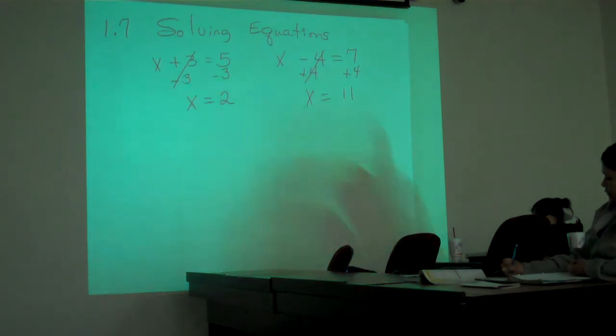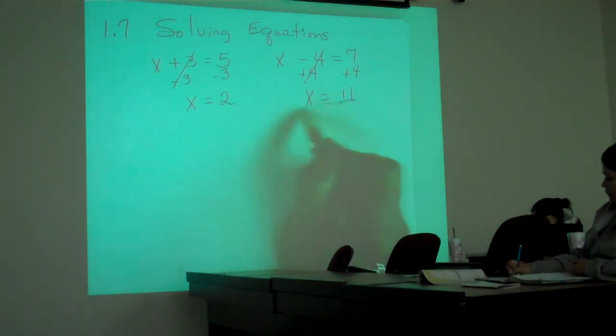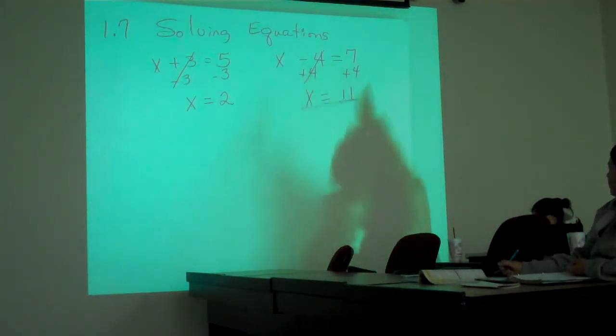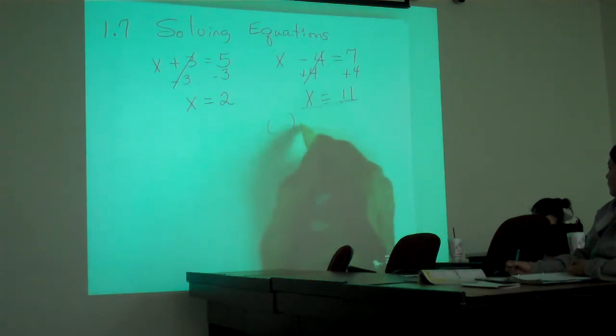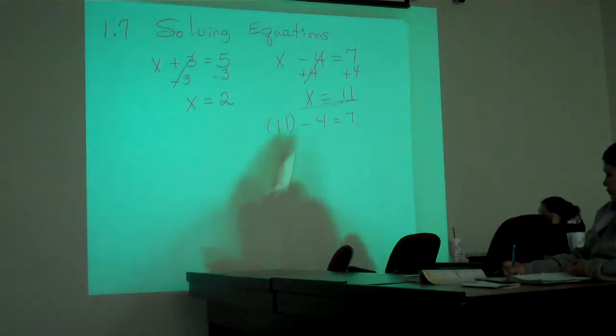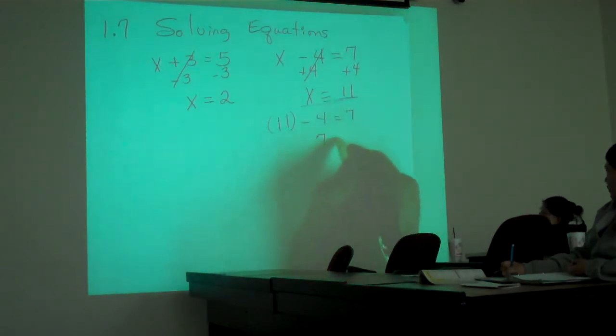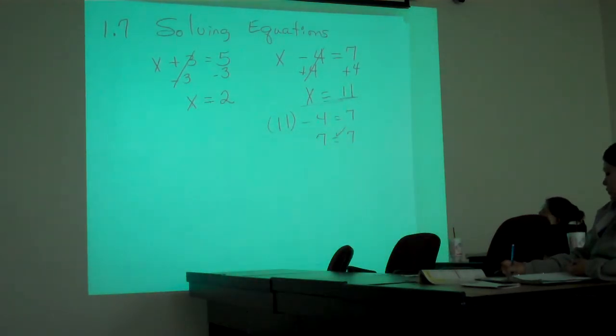And you could check these by putting this number back into your original equation. Where the x was, you put the answer, 11 minus 4. Okay, 11 minus 4 is 7. So you can check to make sure you got the right answer there. Okay, that's for adding and subtracting.